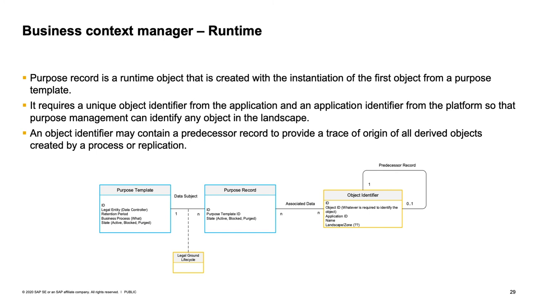In the runtime view, we see the purpose record. This is what is created when, as part of your business process, a data subject or an end user is onboarded onto the business process. So you create a purpose record, and then you have the ability to associate or tag all the personal data to this centralized purpose record. It is with this centralized management of business purpose that we can give an end-to-end view of what personal data is stored across the applications, as well as, when the end of business is reached, trigger the deletion of the personal data as and when required.